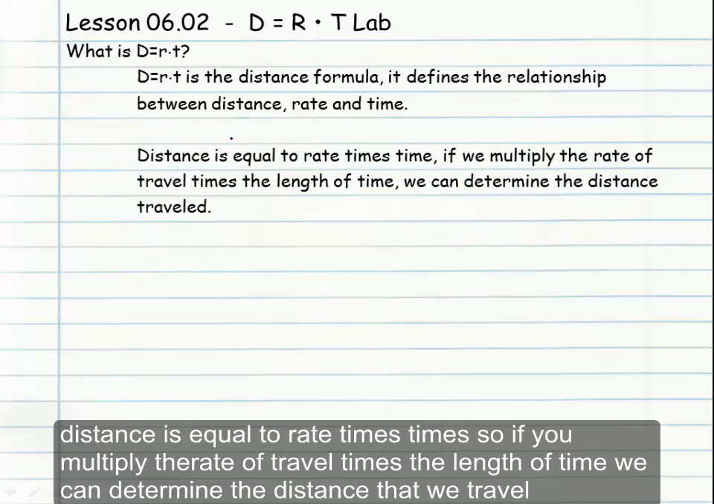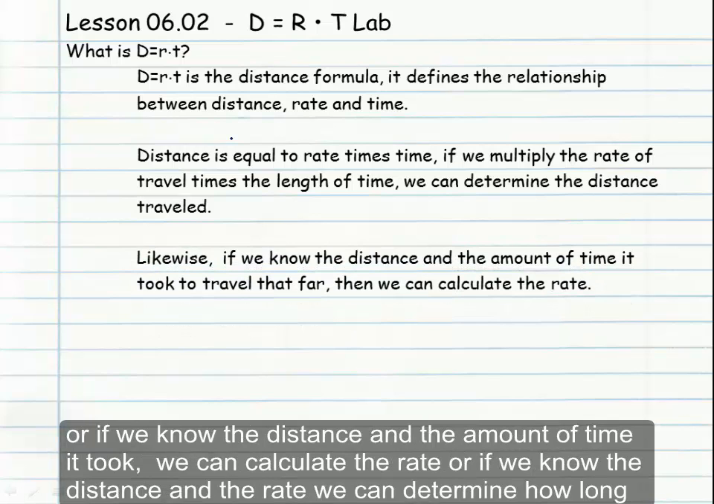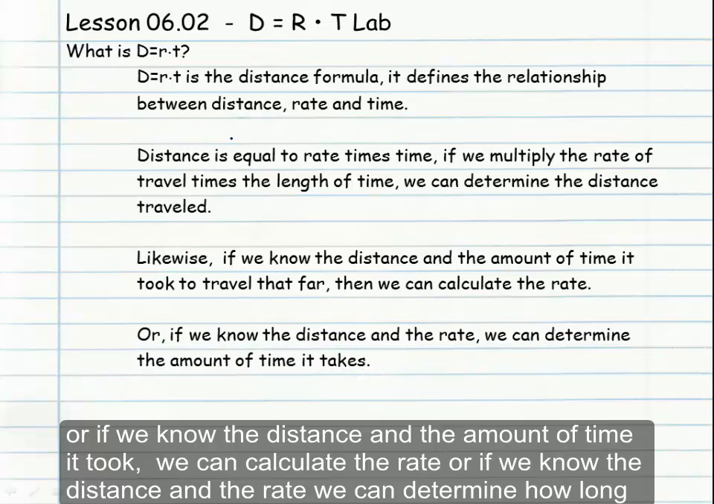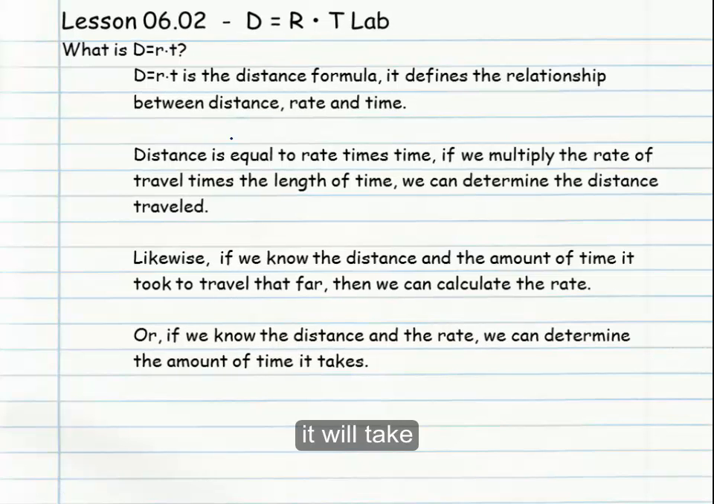Distance is equal to rate times time, so if you multiply the rate of travel times the length of time, we can determine the distance that we traveled. Or if we know the distance and the amount of time it took, we can calculate the rate. Or if we know the distance and the rate, we can determine how long it will take.